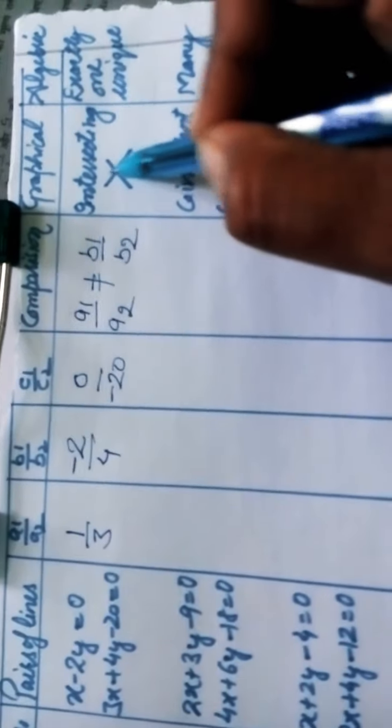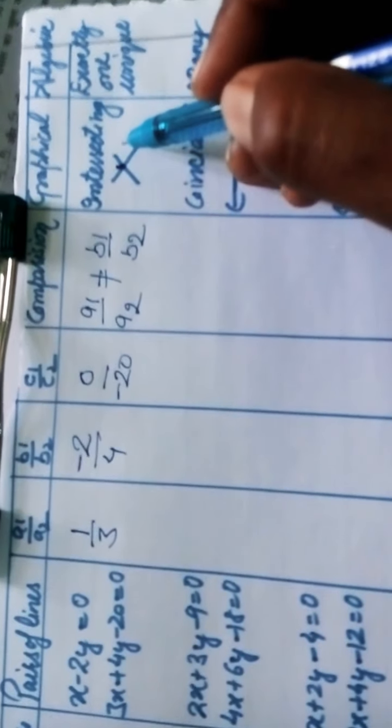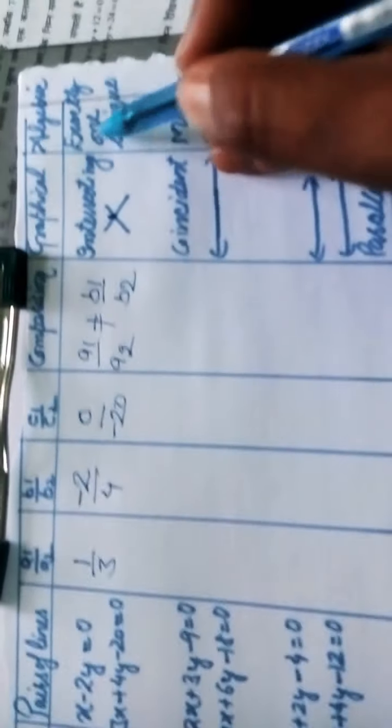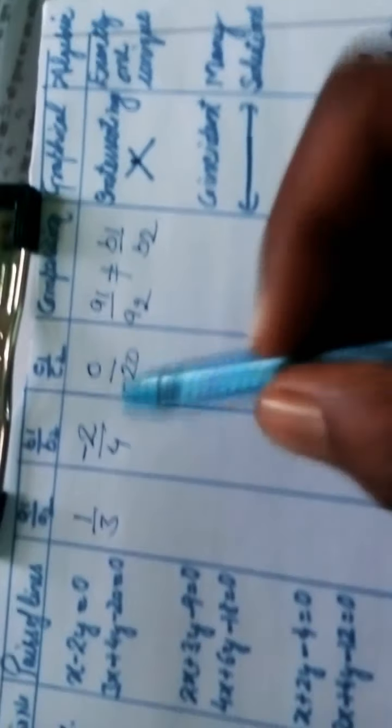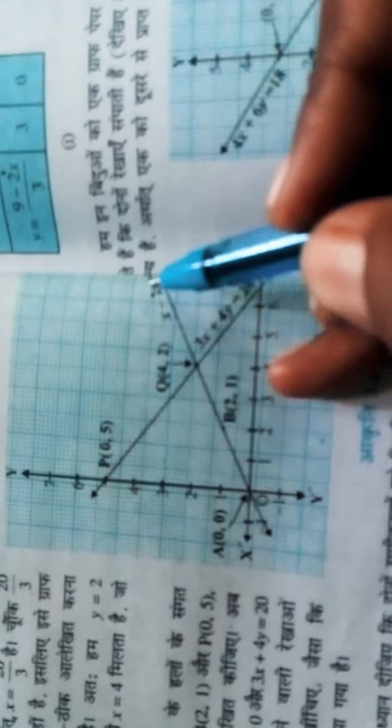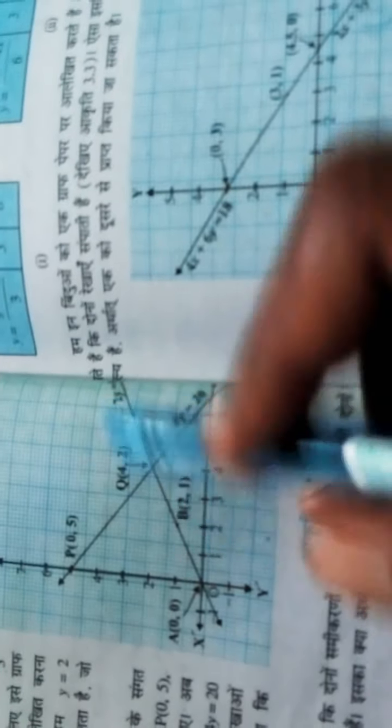Okay, and if the lines are intersecting, that means there is a common point. So we can say that this pair of equations has exactly one unique solution. The graph of these equations has already been given in your textbook. If you don't believe me, though I am sure you believe me, but still look at this. You can see here the graph of this equation, x minus 2y and 3x plus 4y minus 20. So here you can see that it has an intersecting graph.